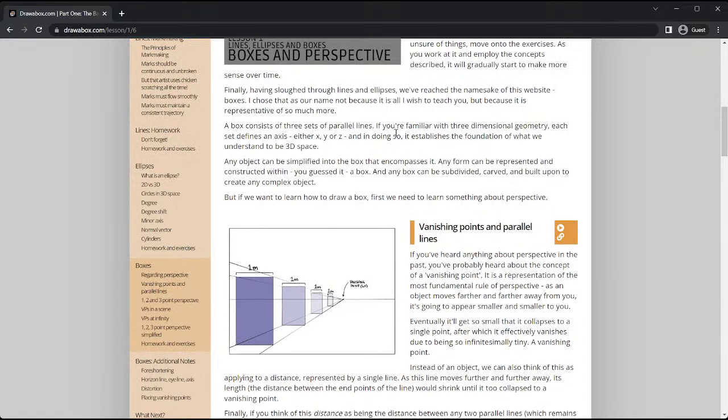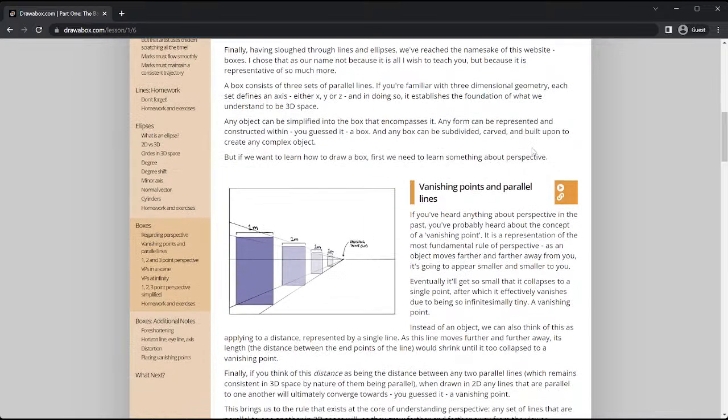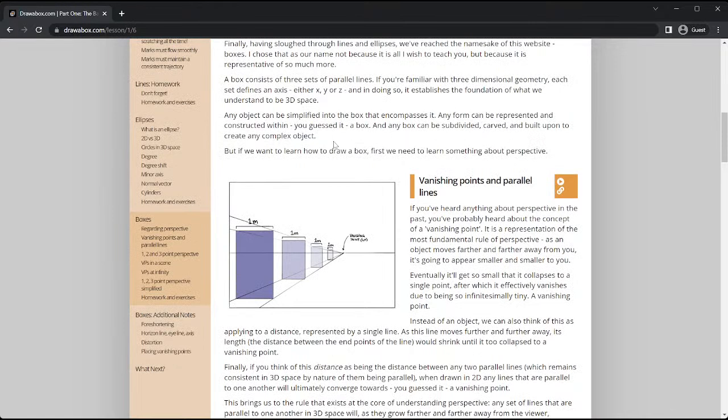A box consists of 3 sets of parallel lines. If you're familiar with three-dimensional geometry, you've got X, Y, and Z. It establishes a foundation of what we understand in 3D space. Any object can be simplified into the box that encompasses it. Any form can be represented and constructed within, you guessed it, a box. And any box can be subdivided, carved, and built upon to create any complex object.